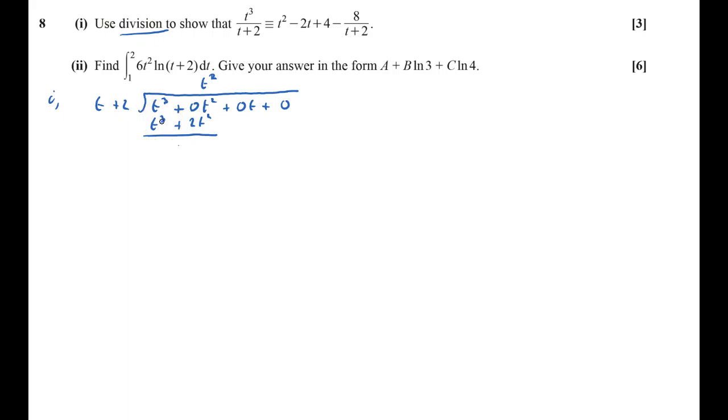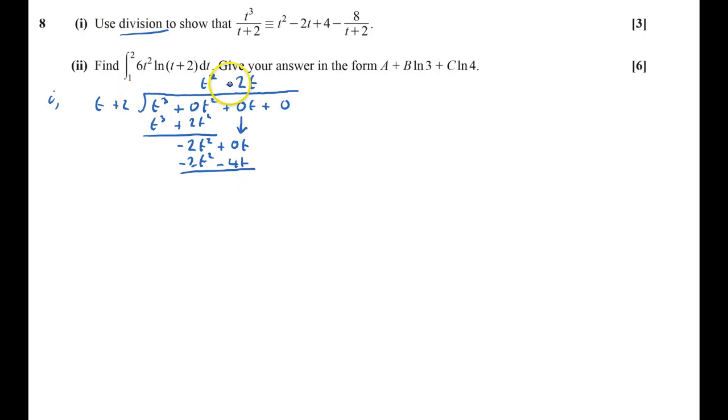There'll be nothing there, and that'll be minus 2t squared. I'll bring down the next number, which is plus 0t. What do I have to times the t plus 2 by to get minus 2t squared? Obviously it's minus 2t. So that will give minus 2t squared. That's minus 2t times this. And I've got minus 2t times the 2, which gives me minus 4t.